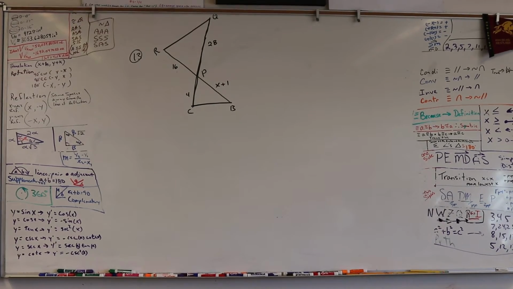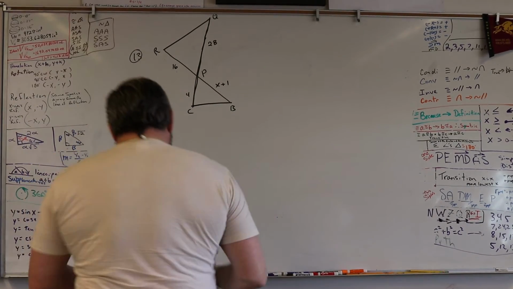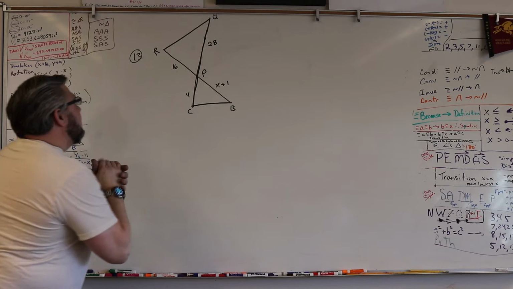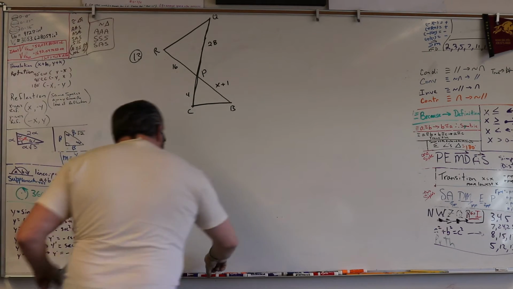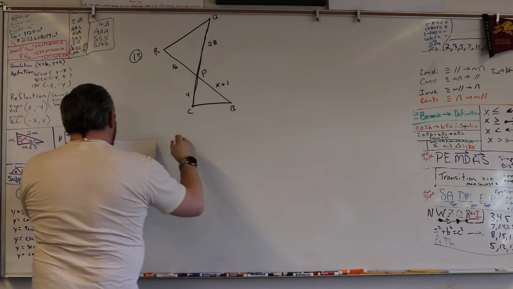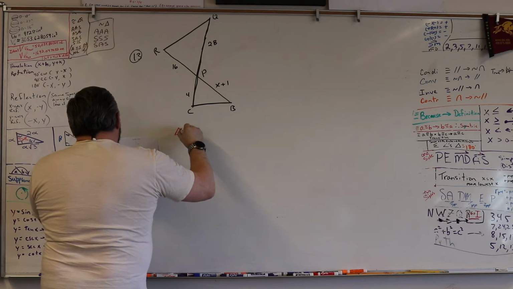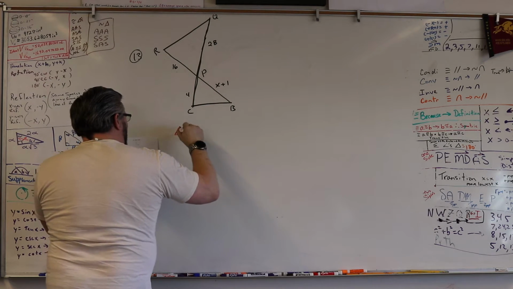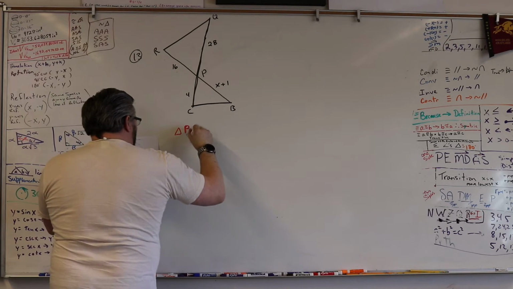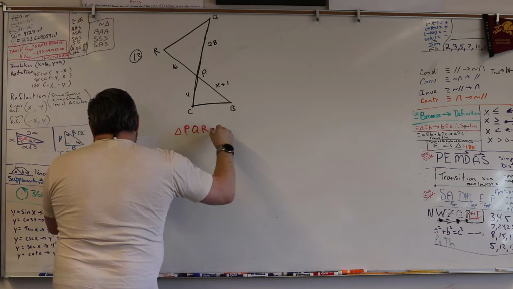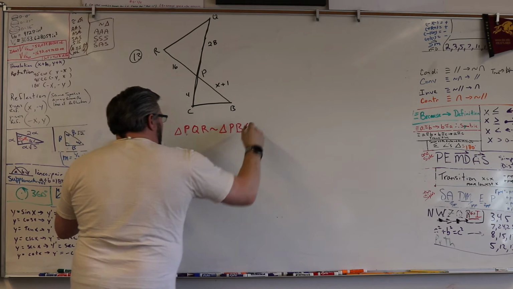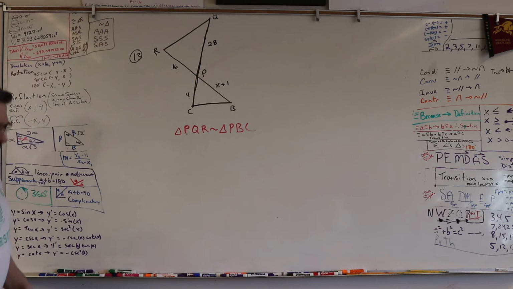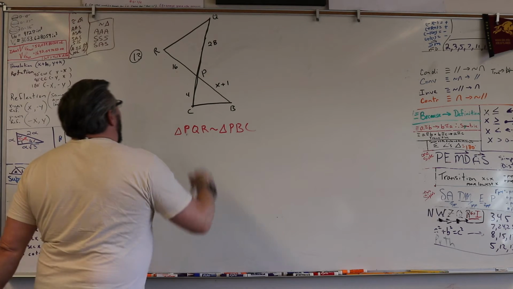Alright, let's do this. Okay, so we got, what else does it say? Oh, this is very important. It says, triangle PQR is similar to triangle PBC. Alright, so what does that mean?